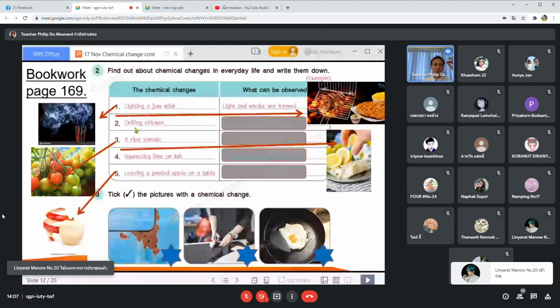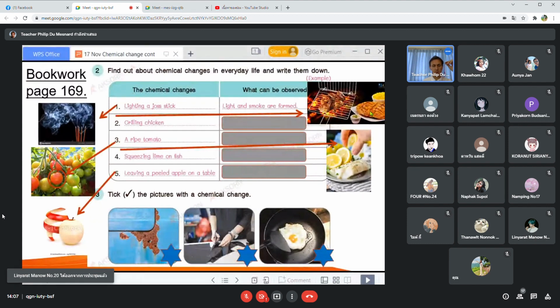Okay, what happens if we grill the chicken? What is the change in the chicken? You have uncooked chicken, you put it on the fire, and now you have cooked chicken. How is it different? Is the color the same?